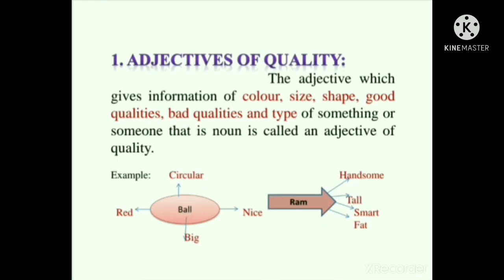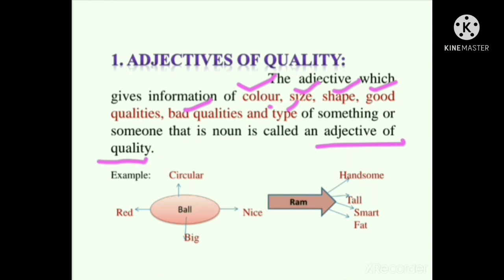Okay, first is adjectives of quality. See, what is this? The adjective which gives information of color, size, shape, good qualities, bad qualities, and type of something or someone. Here something or someone means noun, and it is called an adjective of quality. Means adjective of quality tells us the color of that noun, size, shape, good qualities, bad qualities, and type of that particular noun.